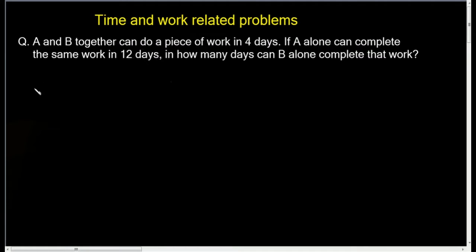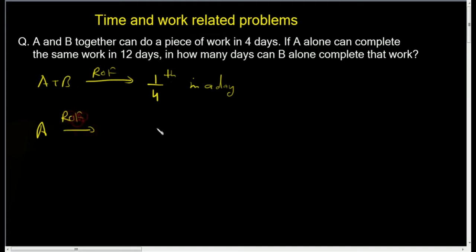A and B can do, so we take A plus B. They are together doing a piece of work in 4 days, so we apply ROF. So this means they finish 1 by 4th of the total task in a day. Okay, and A alone completes the same work in 12 days, so applying ROF, we can say that A finishes 1 by 12th of total work in a day.